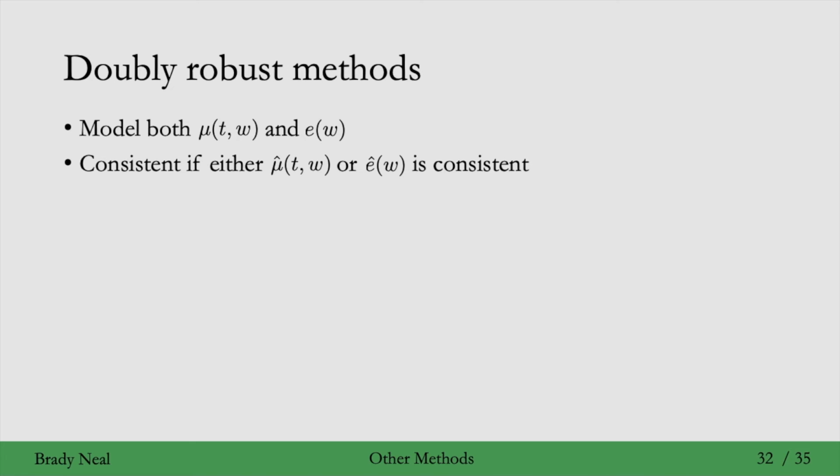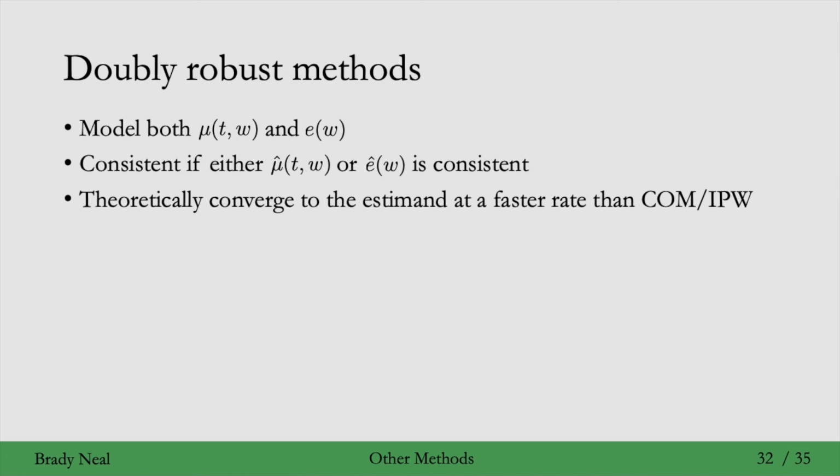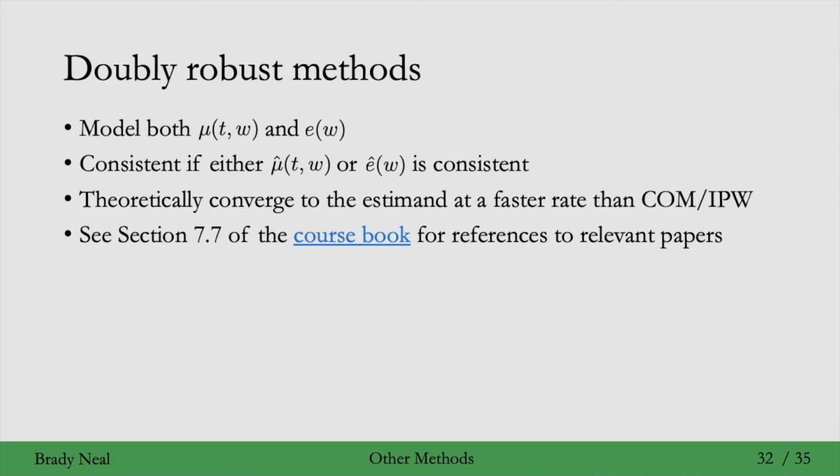Another property of doubly robust methods that is really cool is that they will theoretically converge to the estimand at a faster rate than COM or IPW estimation. You might interpret this as doubly robust methods being more efficient with data, but these theoretical results are usually in the asymptotic regime where we have infinite data. So really for finite samples, it's a bit unclear. You can check out section 7.7 of the course book for references to relevant papers.